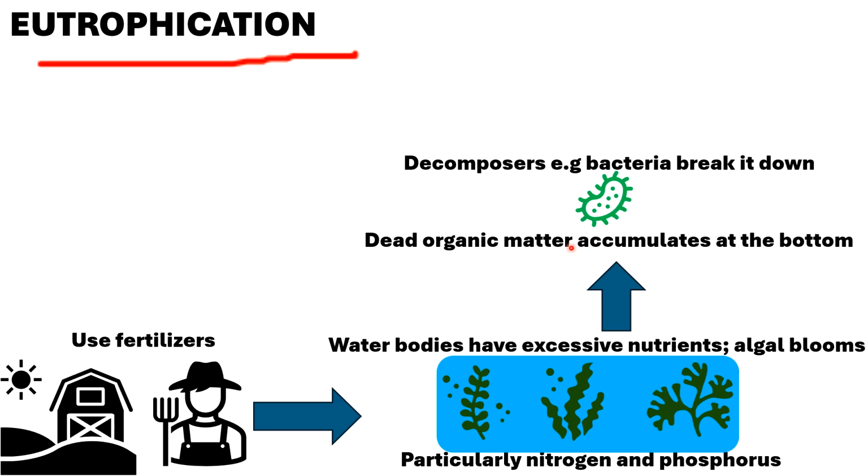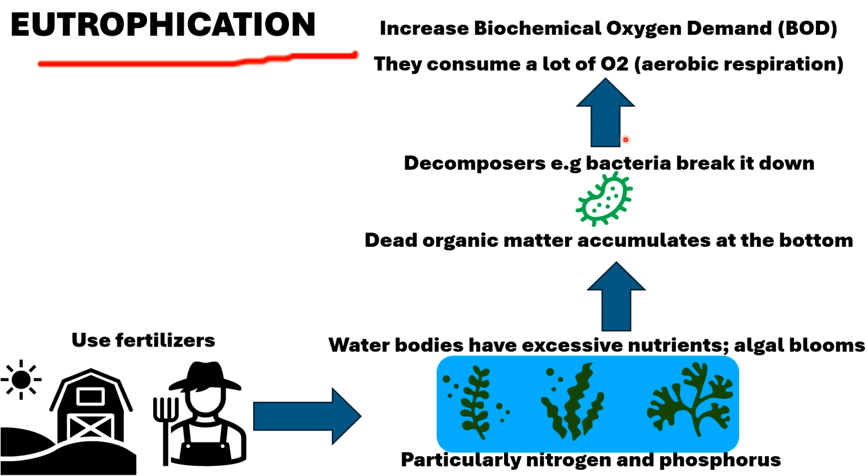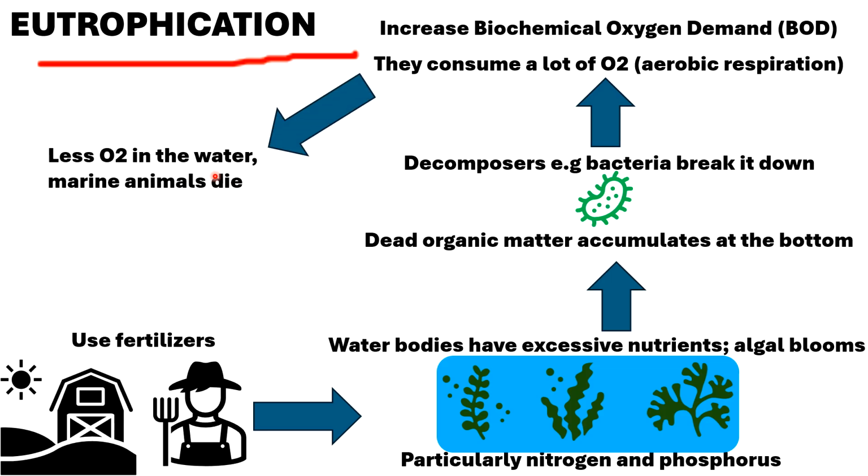Now, this dead organic matter is decomposed by bacteria. There's more of it, so more bacteria decomposing, and when they decompose, they're going to carry out aerobic respiration. So there's going to be an increase in biochemical oxygen demand. So there's going to be less oxygen in the water because these bacteria are going to consume a lot of it through their aerobic respiration. And lastly, because there's less oxygen in the water, marine animals die unless they're adapted to these low oxygen levels, such as certain species of turtles.